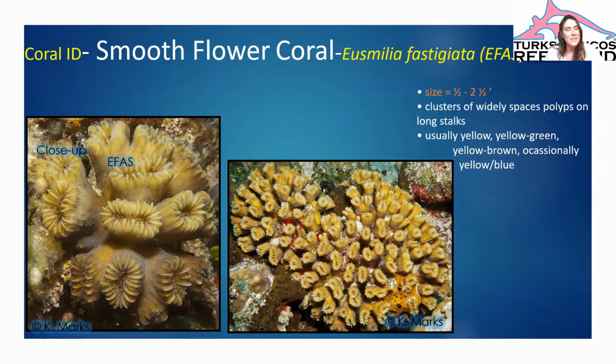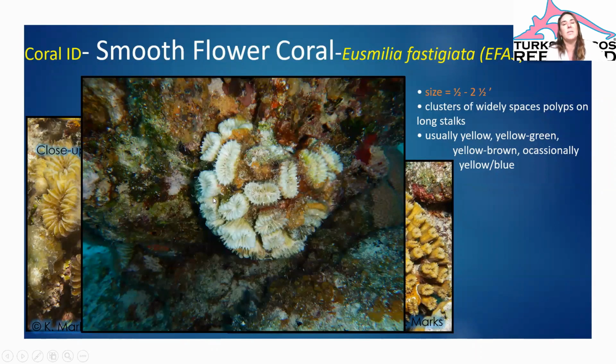And they have widely spaced polyps on long stalks and are usually in the yellow-brown coloration. They are succumbing quite quickly, and I'm noticing them more and more here as other corals kind of disappear in the background. So here is an image. I think I took this photo just a few weeks ago in Grand Turk.